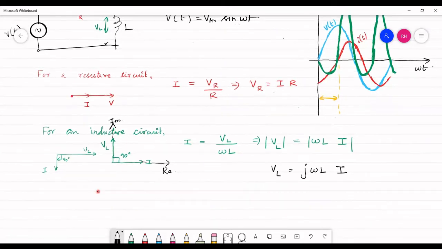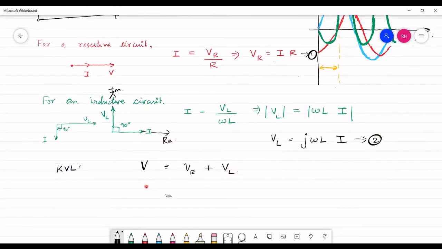Applying KVL to the circuit, we'll have V of t equal to VR plus VL. And here I represent voltage in form of phasor, and hence I write V, where V represents the phasor voltage. And now let us substitute the values of VR and VL. Let me name them as equations 1 and 2. Now on substitution, we'll have V, the phasor voltage, equal to I into R plus J times omega L into I.